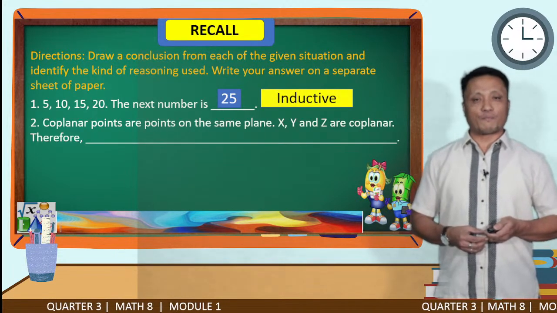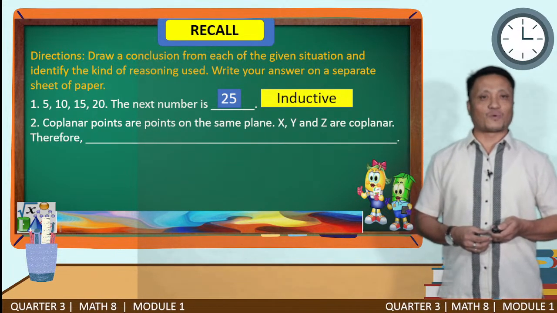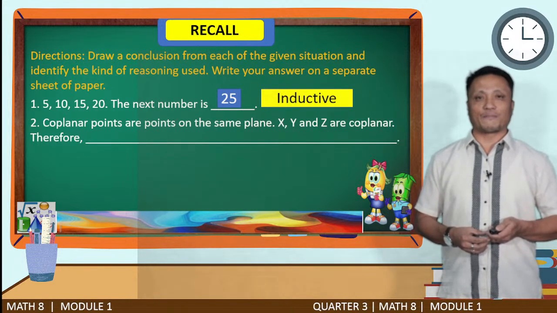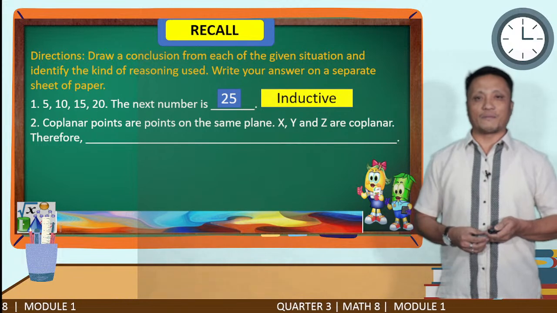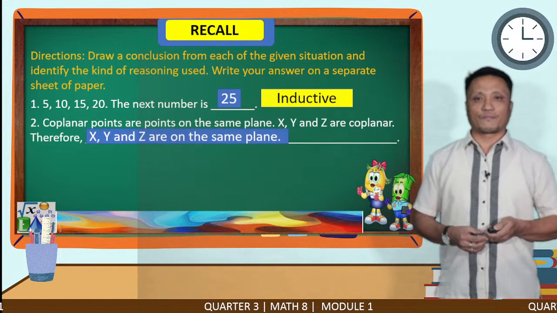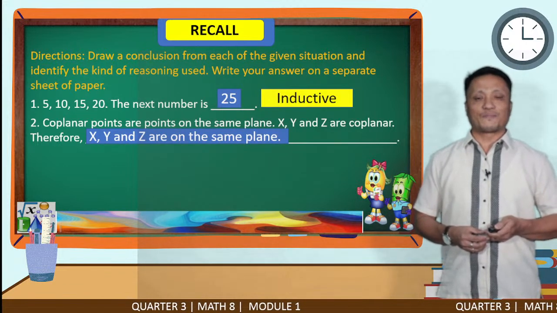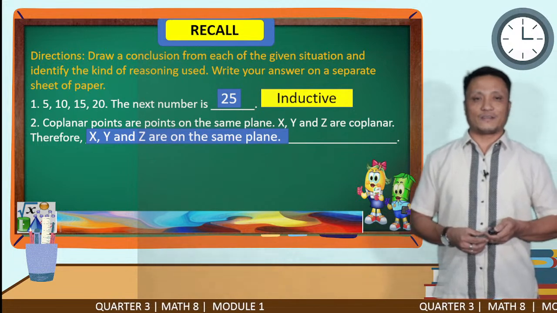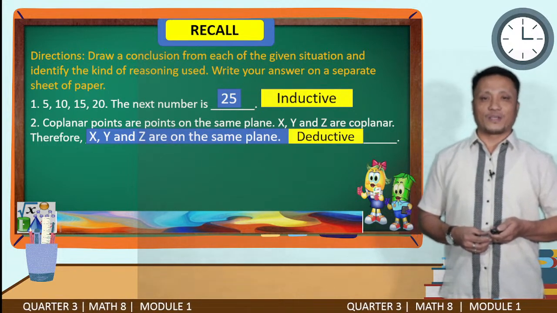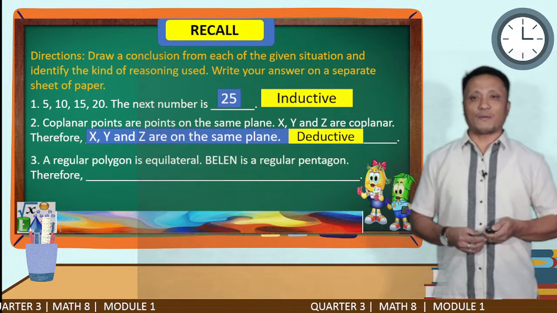Coplanar points are points on the same plane. X, Y, and Z are coplanar. Therefore, what is your conclusion? Start answering by typing it in the comment box below. X, Y, and Z are on the same plane. Very good. And what kind of reasoning is this? Deductive reasoning. Excellent. Next number, number 3.